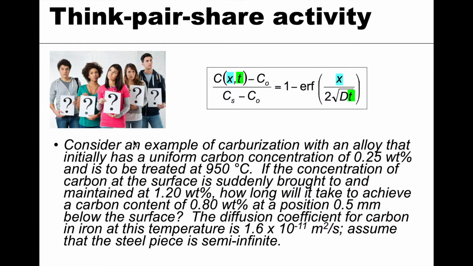Just to refresh your memory, in this one we were considering carburization of an alloy with a uniform concentration initially of 0.25 weight percent, treated at 950 Celsius. The surface concentration was 1.2 weight percent, and we wanted to figure out how long it took to achieve a carbon concentration of 0.8 weight percent at a position of 0.5 millimeters below the surface. We were given the diffusion coefficient at that temperature, but we also have the ability to calculate that now that we've talked about diffusivity.